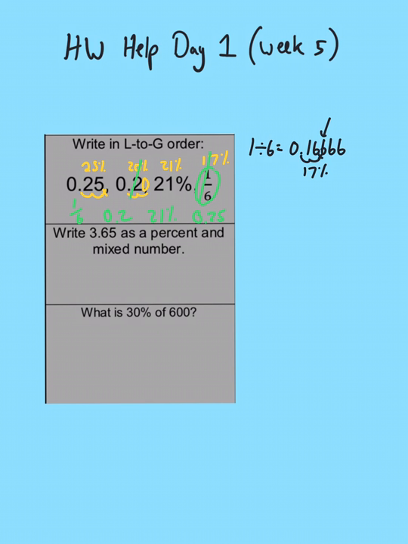All right, for the next one, it says write 3 and 65 hundredths as a percent and a mixed number. Now to write it as a percent, since it's a decimal, I'm going to "deep" it and move my decimal twice to the right, and I get 365%.